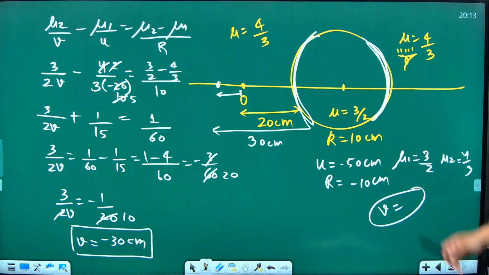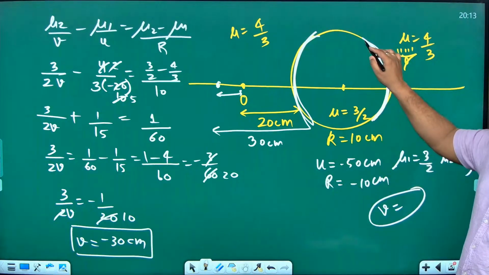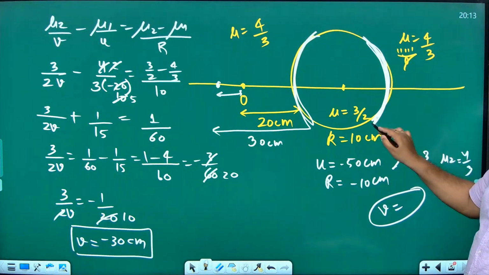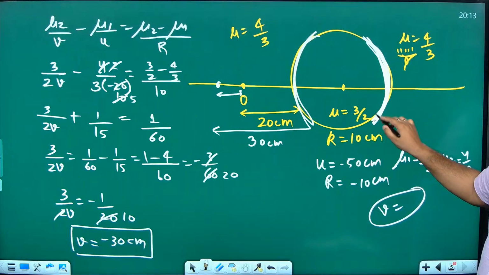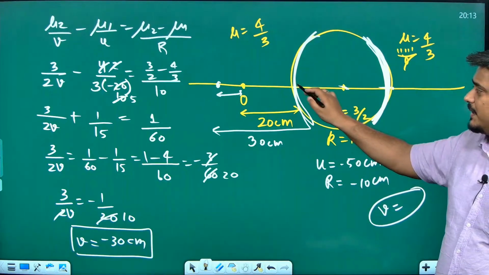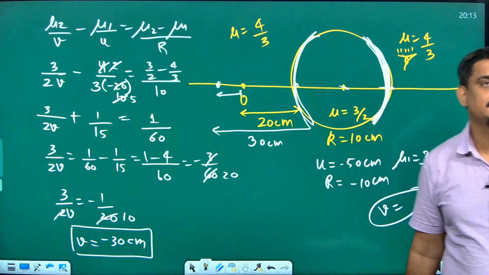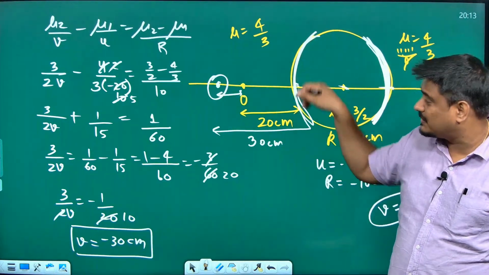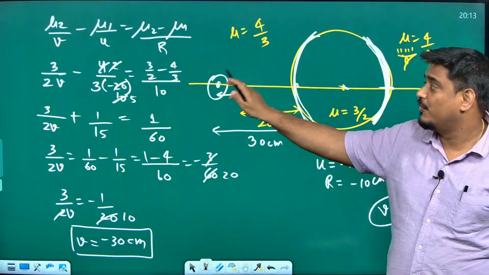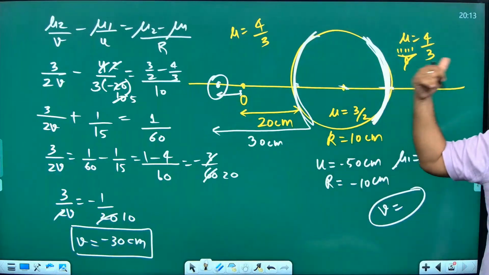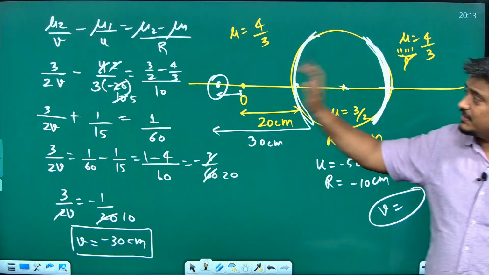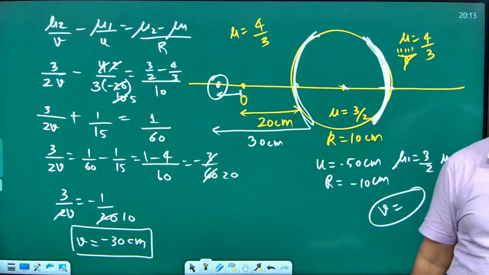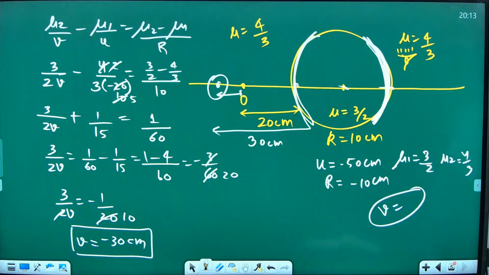Did you get 30 first of all? Sir, yes. Why, Kirti, is u minus 50, sir? Because Kirti, we are seeing from this interface now, right? Oh, okay, sir. So from here if you add 10 plus 10, 20 plus 30, 50. Now this image by the first surface will be treated as the object for the second surface. So for this we need to find the image formation once again. So check and tell me what is the answer you are getting.